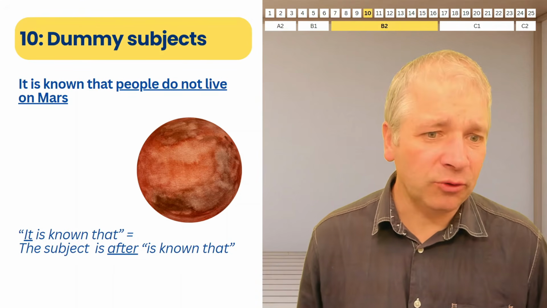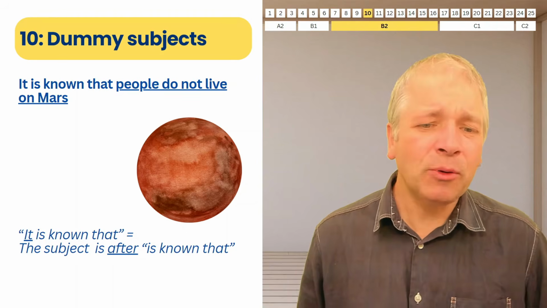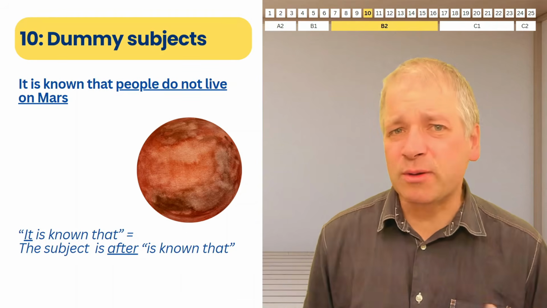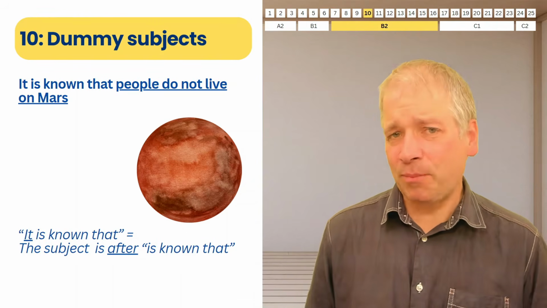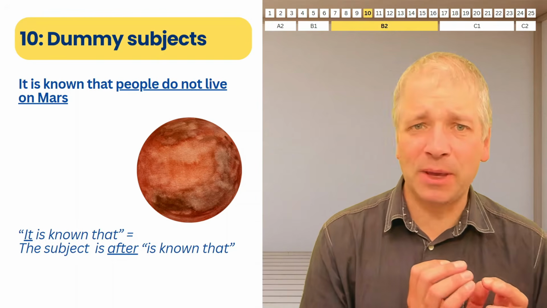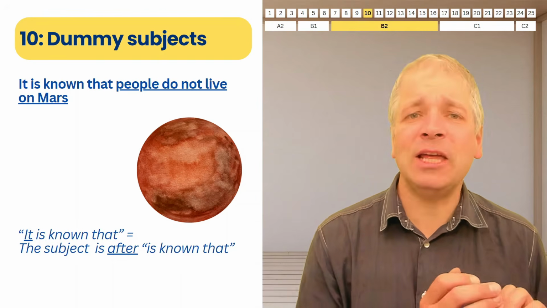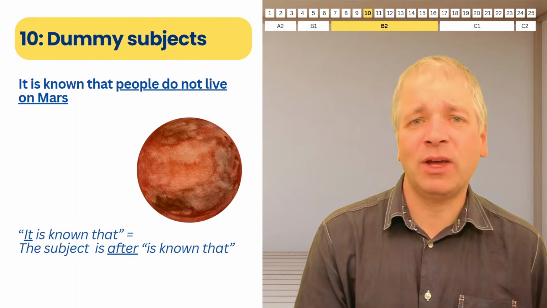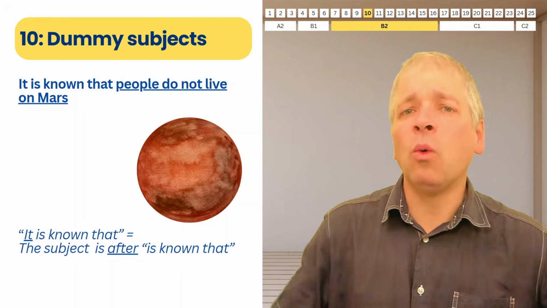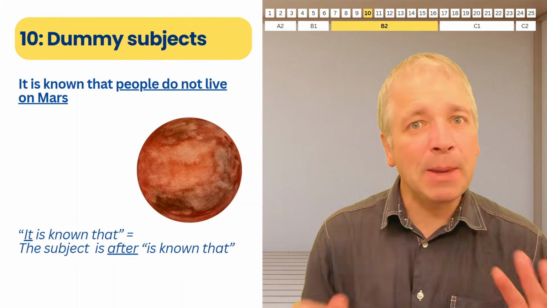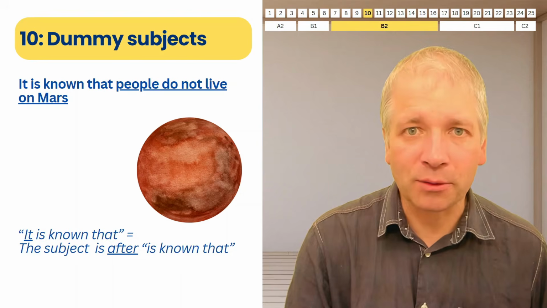It is known that people do not live on Mars. People do not live on Mars doesn't make a very good subject, so we replace it with it at the beginning of the sentence, and that introduces the fact that something is known. What is that something? People do not live on Mars.